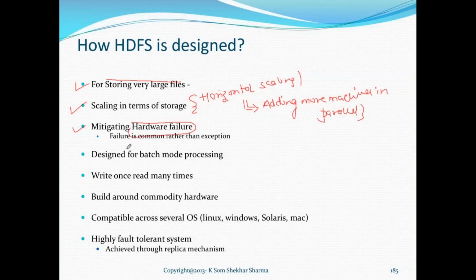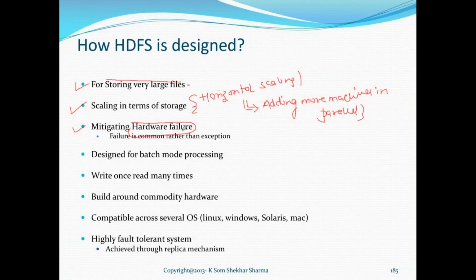It is designed for mitigating hardware failure. In Hadoop, failure is common rather than exception, or in other words, failure is an accepted behavior rather than exceptional behavior. So if failures are happening, it takes the failures as a part of your system. It does not throw an exception or shut down the machines when failures occur. Most of the time, the biggest failure is machine failure. What happens when the machine goes down? Your process goes down, your data node goes down.